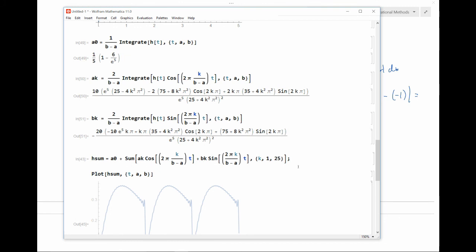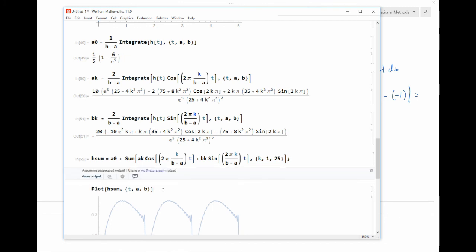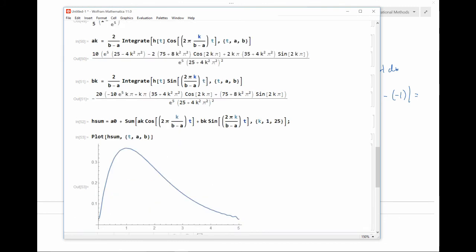I will recompute the sum, and we'll do the plot. The plot is actually quite nice. It represents the function quite nicely.